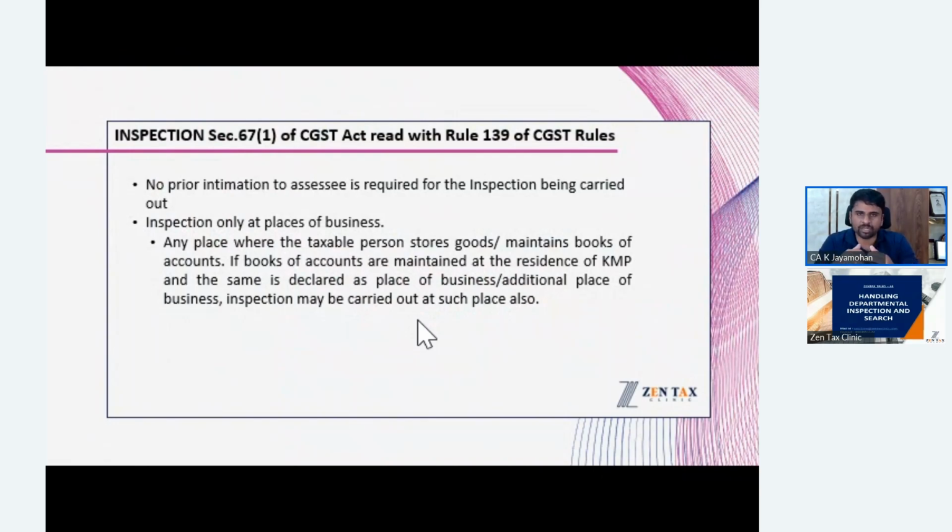Whereas for a GST departmental audit, a minimum of 15 days' notice is served to the taxpayer, and then the department, according to their convenience, either visits the premises of the taxpayer to conduct the audit, or requests the taxpayer to bring the books of accounts to the office of the department officer. That is how a departmental audit is conducted. Whereas inspection is not informed in advance. They just come to your place of business to carry it out.